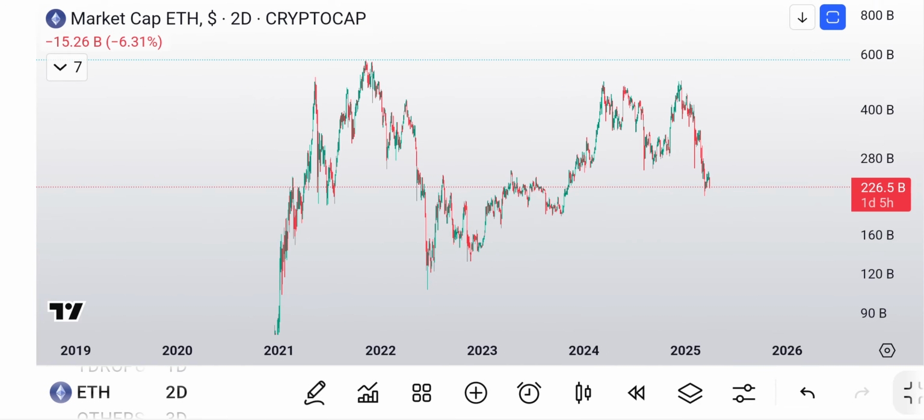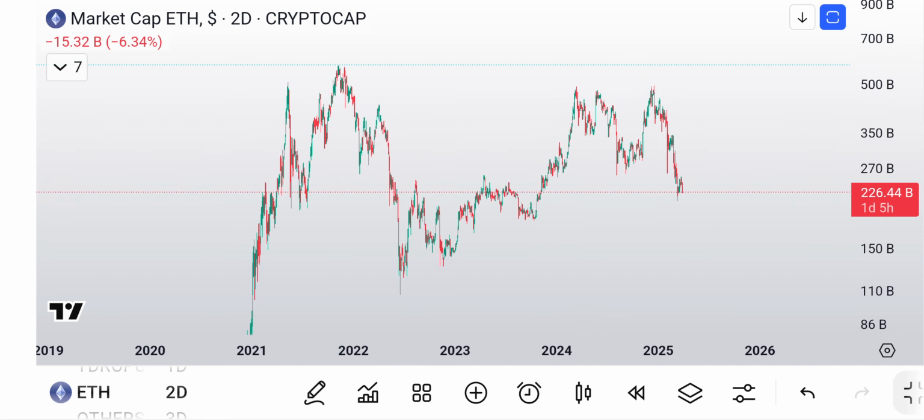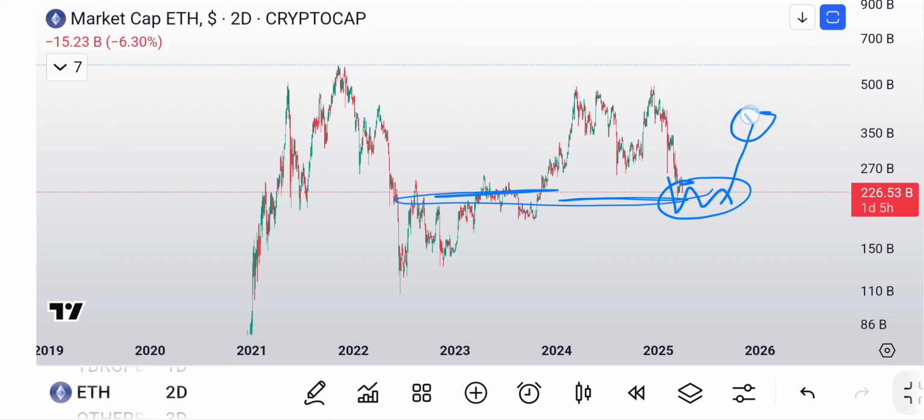Yeah. So Ethereum, I mean, we're right at support here. So I don't see this going down. I just don't see it. I don't see it at all. What I see here is we're holding support. I want to see a base get built. I want to see structure get built. Once I see that, then I'm going to be excited for a retrace. Once we get the retrace, then I'm going to be nervous that we could continue down.